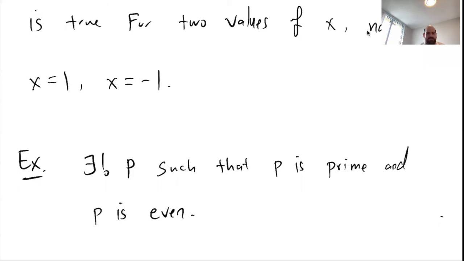So in the context of prime numbers and even numbers, remember we said that depending on the context, the number is chosen from a particular set. But in the context of prime numbers and even numbers, we can assume that that set, which we call the domain, is the set of integers. When we talk about prime numbers and even numbers, that means we're talking about integers.